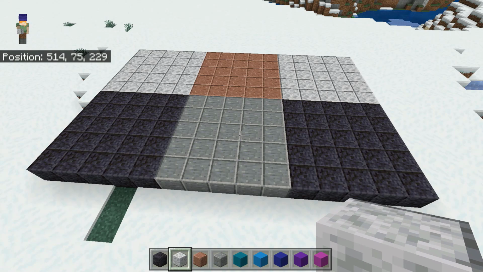Let me know what you think of this. I just thought it was interesting as I was trying to visualize how to think about square roots and things like that and how that would work in Minecraft.